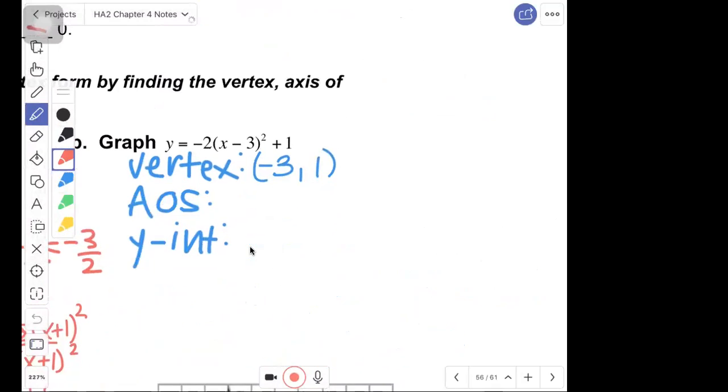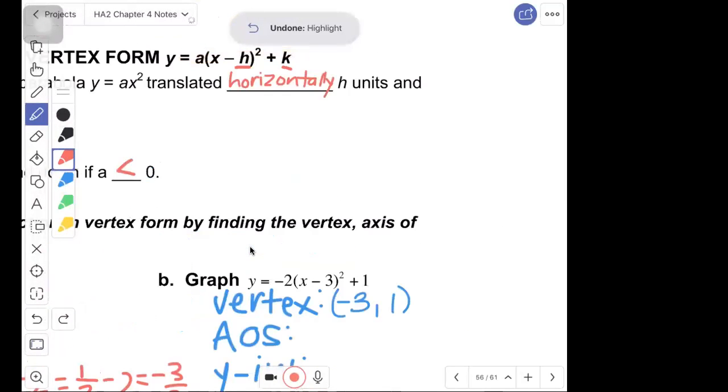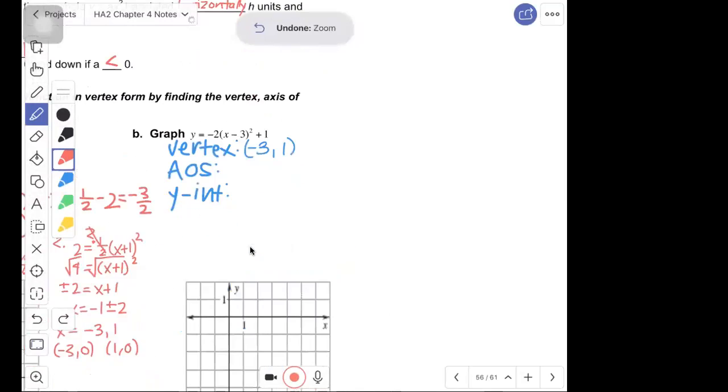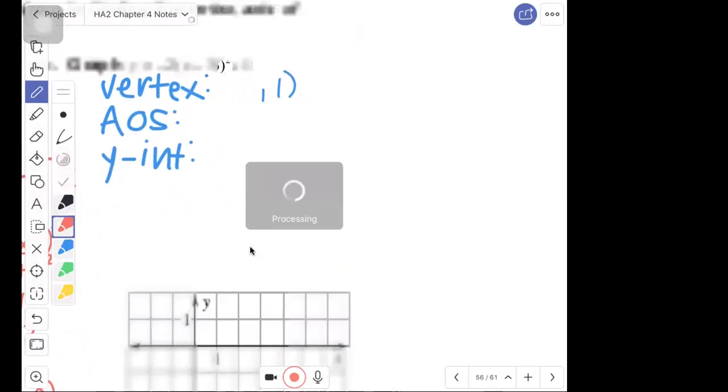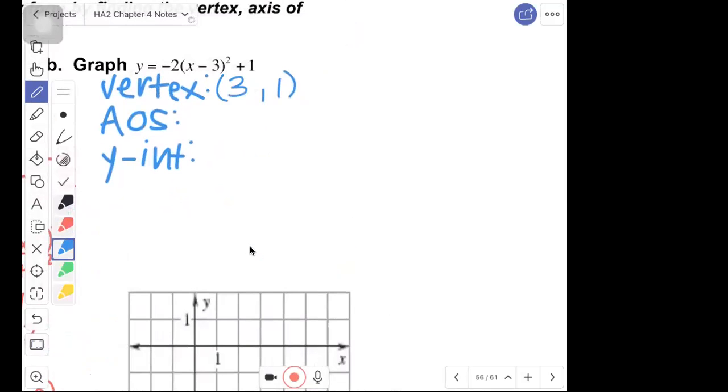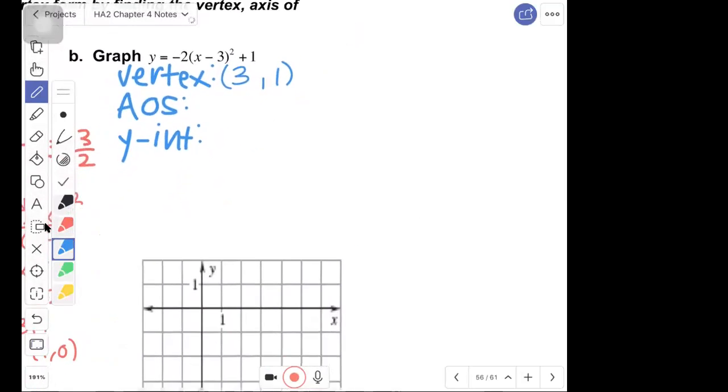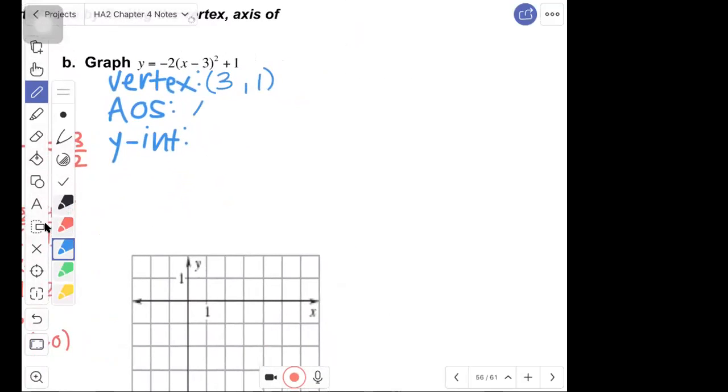So what do you think our x-coordinate should be here? Yeah, +3. So be careful of that. Remember that that vertex form already has that negative in front of the H. So then Leah, what is our axis of symmetry here? 3. Awesome.